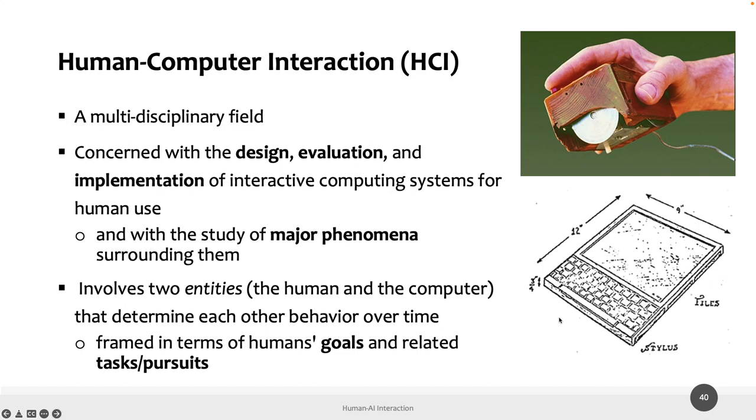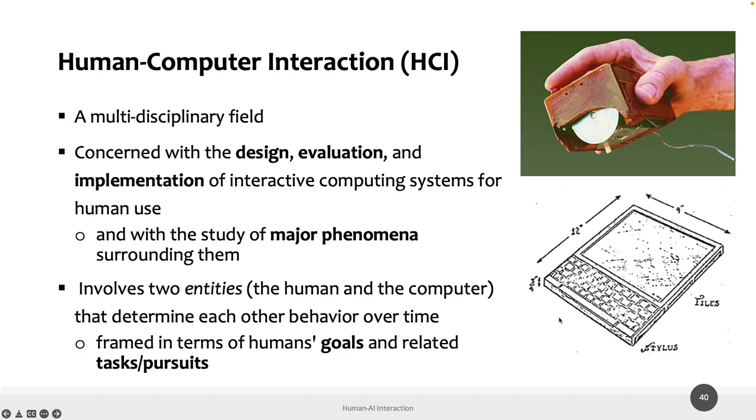As the goal in general, you can see this from different perspectives, but it's concerned with the design, evaluation, and implementation of interactive computing systems for human use. And not only that, but also studying the phenomena surrounding them. So also understanding how people use technology, which are the problems that people may have in interacting with current technology, or which are the needs for which we can create better user interfaces and better technology.